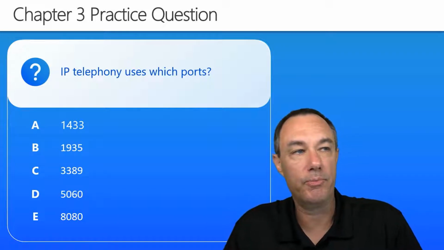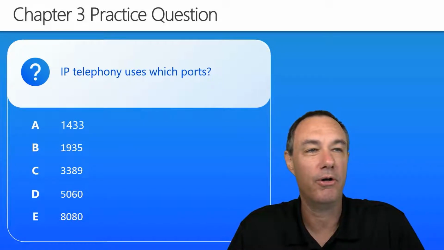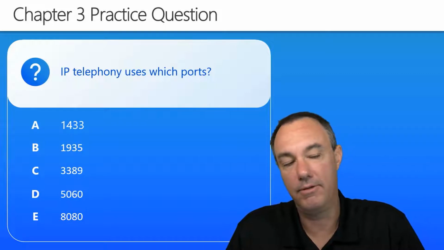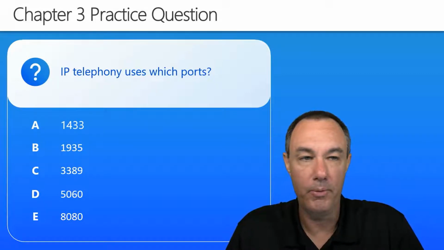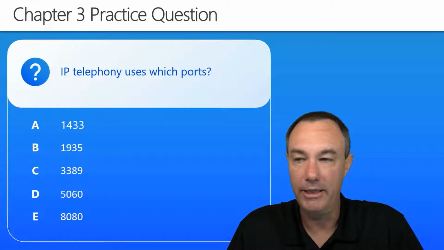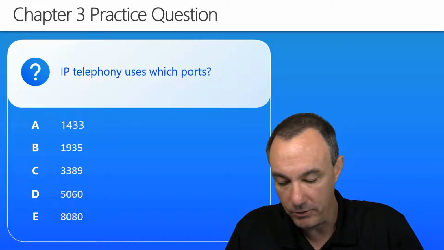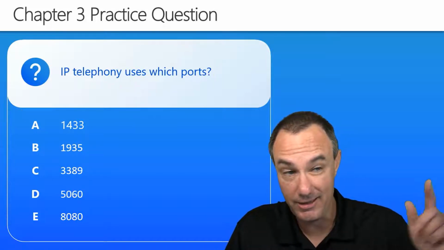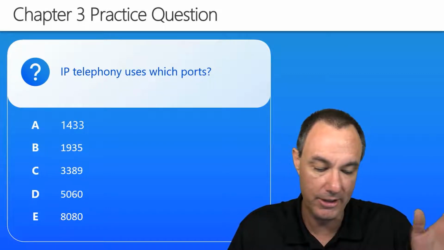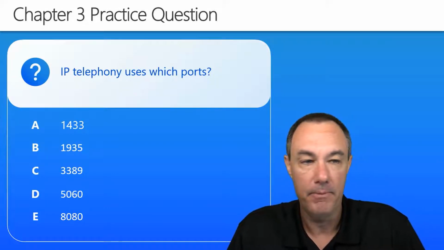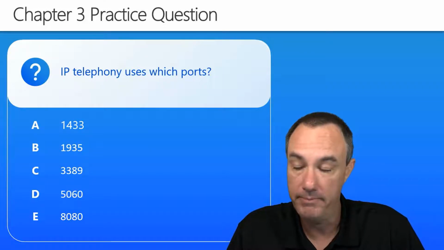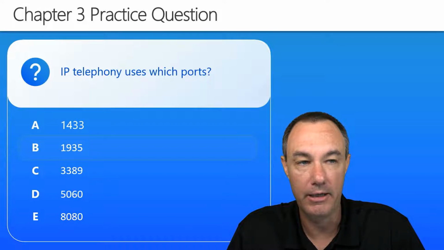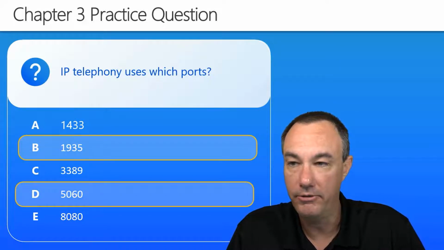IP telephony uses which ports? Now, this is one of those times where I asked you to memorize. Didn't give you the time to memorize, but which ports are going to be used by IP telephony? Now, this one I don't expect you to nail because we didn't cover IP telephony. It's actually in the IP telephony slides that are much later in the course, okay? 5060 is SIP, and 1935 is RTMP.